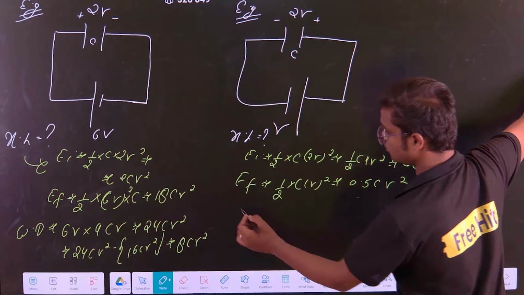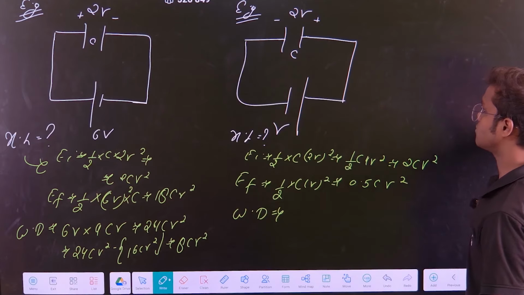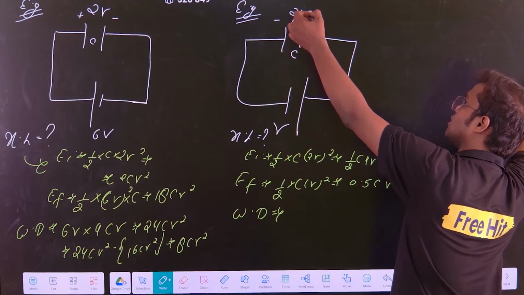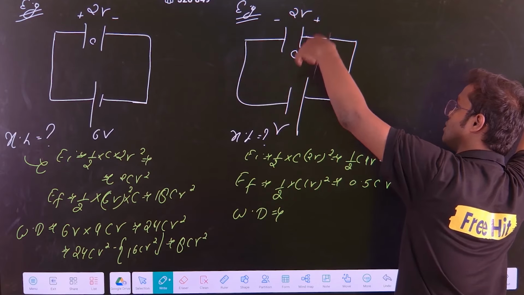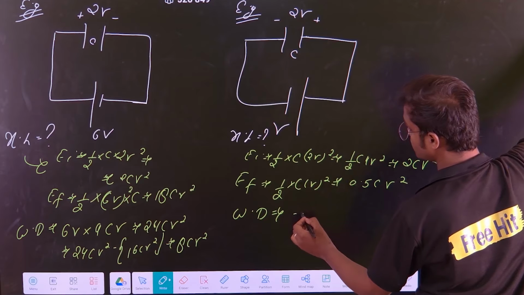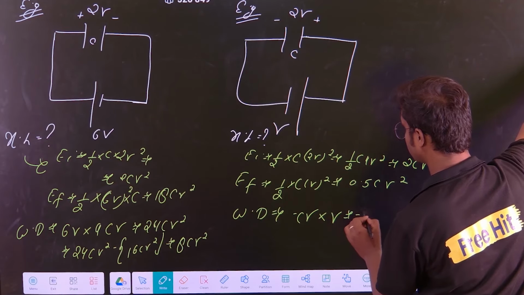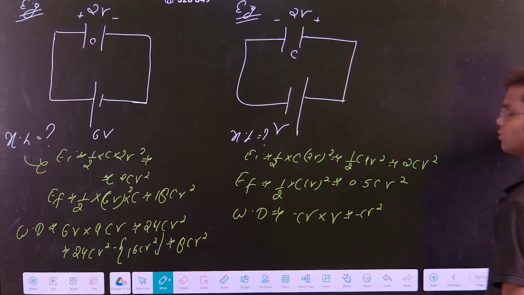So what is the work done? See, initially the charge on this plate will be plus 2 CV. Now the charge will become CV. So how much charge has been flown? Minus CV, correct, into V. So that is minus CV square. Are you getting my point?